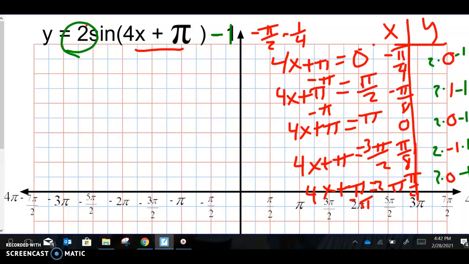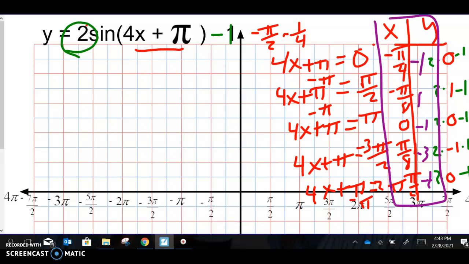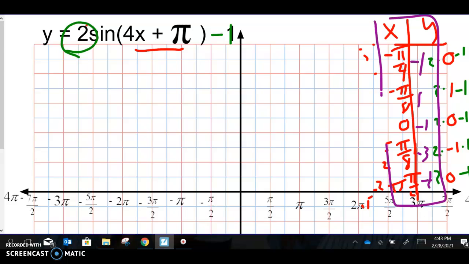So 2 times 0 is 0, minus 1 is negative 1. 2 times 1 is 2, minus 1 is 1. 2 times 0 is 0, minus 1 is negative 1. 2 times negative 1 is negative 2, minus 1 is negative 3. 2 times 0 is 0, minus 1 is negative 1. So here's what I'm going to plot. Those are my new x's and y's.